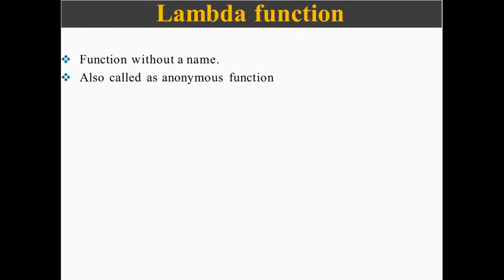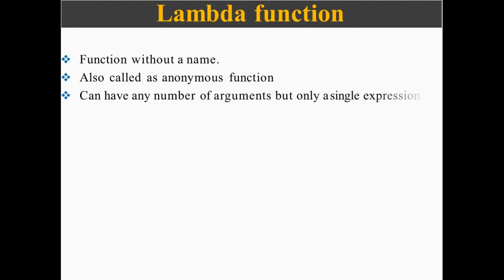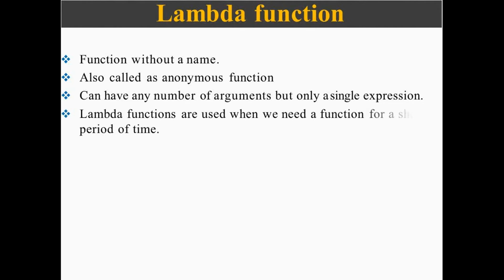So let's see what is the lambda function. The function without a name is called lambda function and it is also called as anonymous function. It can have any number of arguments but only a single expression is allowed in the lambda function and statements are not allowed. The lambda functions are used when we need a function for a short period of time, particularly in higher order functions like map, filter and reduce. So for these functions, a function is passed as an argument. In that case, we can make use of lambda function rather than the normal functions.